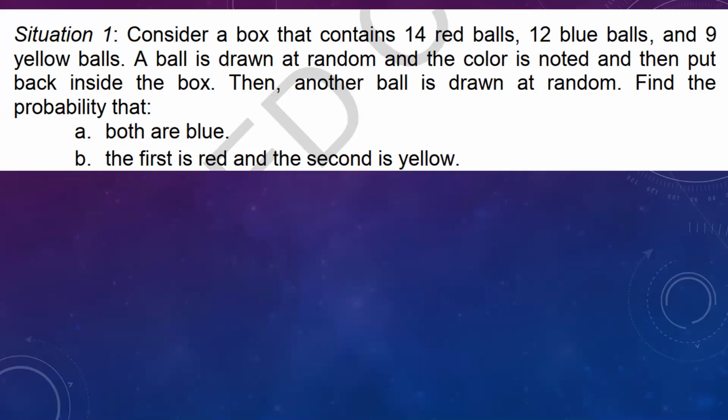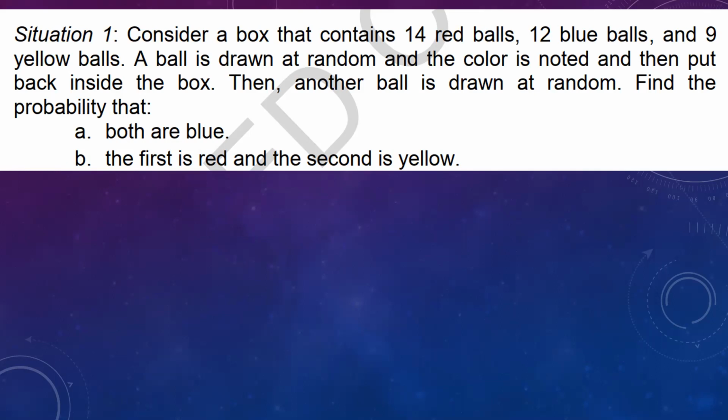Kung mapapansin nyo, sa kwento, may mga bola raw: 14 red balls, 12 blue balls, and 9 yellow balls. So may bubunot daw tayo at pagkabunot natin, ibabalik natin. So ibig sabihin, dun sa unang pagbunot natin, ilang bola yung nandun sa loob? 35. That's 14 plus 12 plus 9 is 35. That's correct. There are 35 balls.